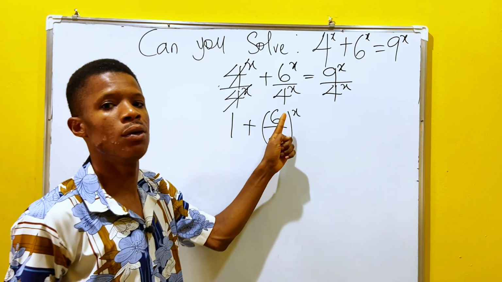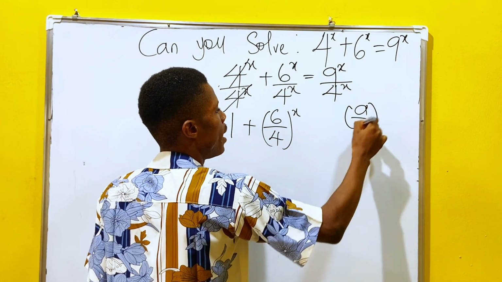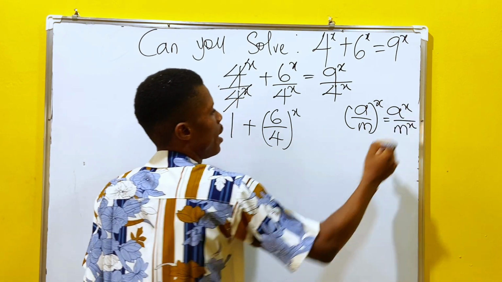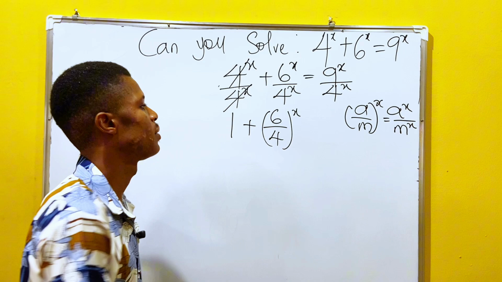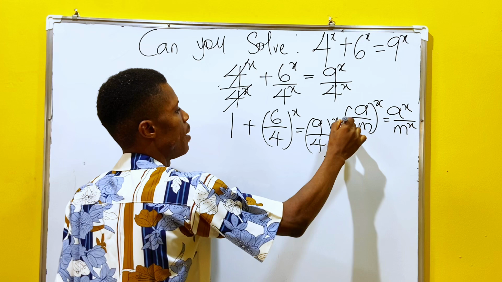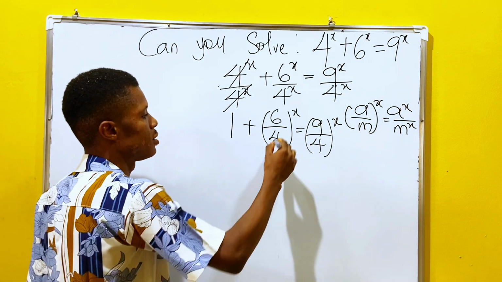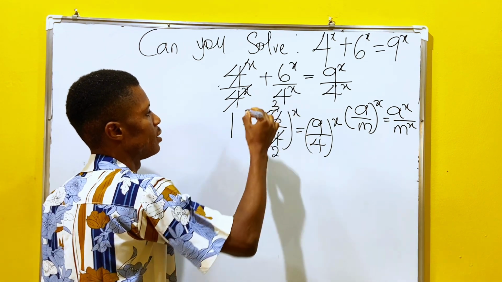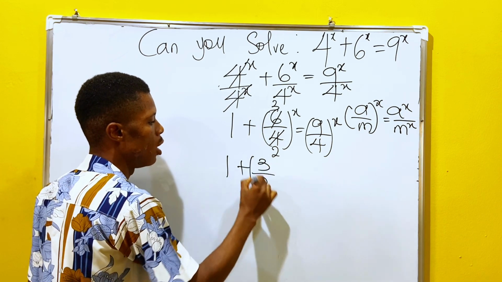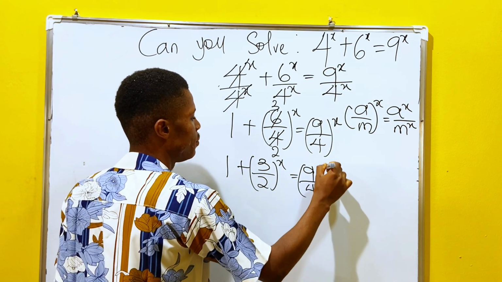We factored out the power because from exponent, whenever you have a over m all to power x, it's still the same thing as a power x over m power x. They are still the same thing. That's what I did here. And this is equal to, same thing here, 9 over 4 to the power x. So the next thing we see is that we can simply reduce this because 2 divided is 2, 2 divided is 3. So we are having 1 plus 3 over 2 all to the power of x is equal to 9 over 4 all to the power of x.